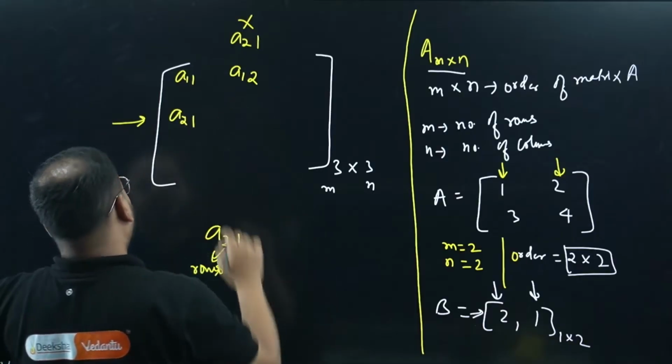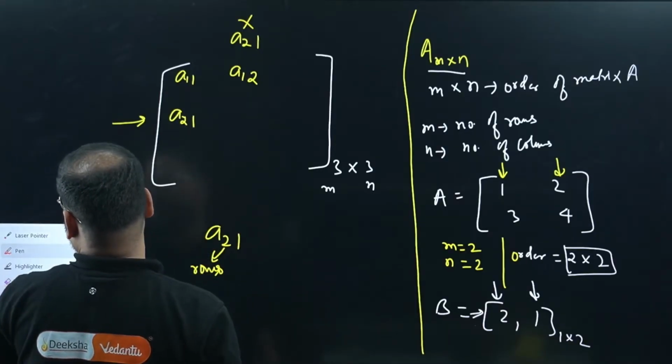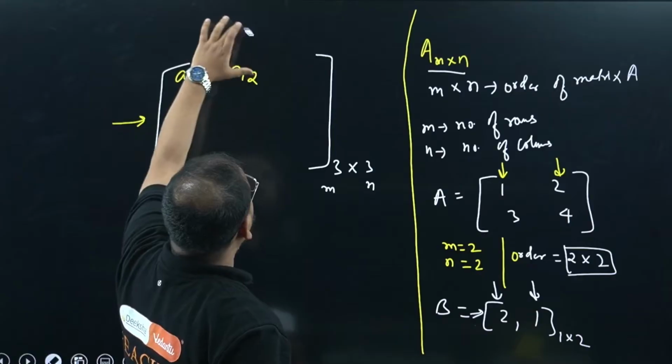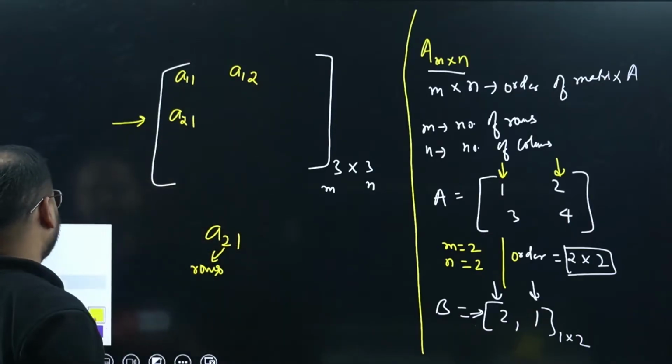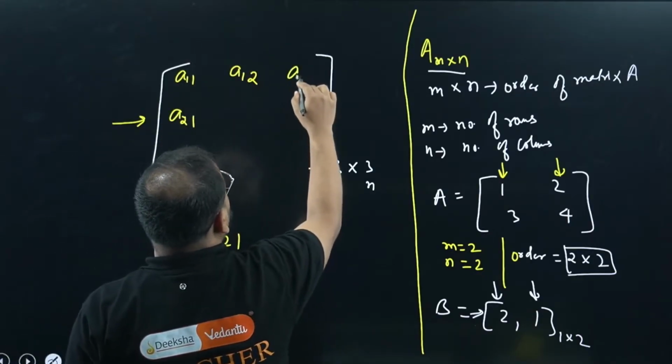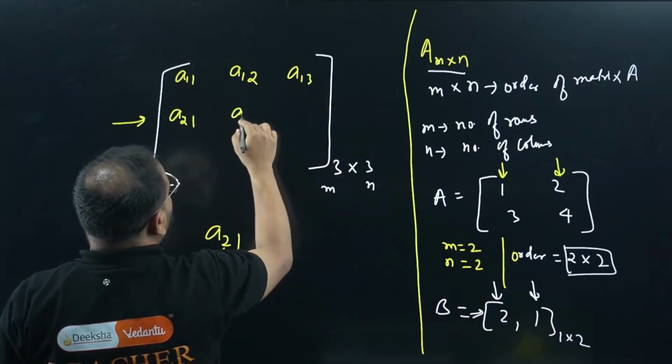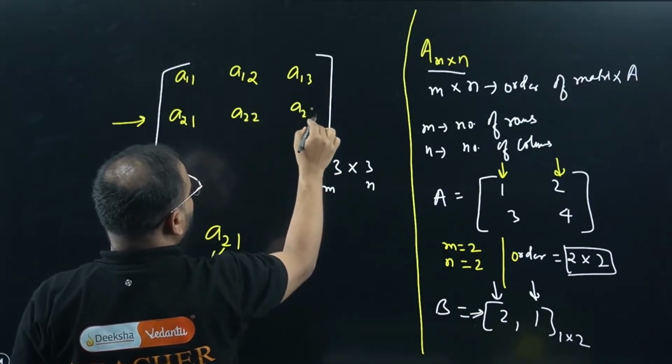And A12 will come over there. I hope you can understand that now. Okay. So A21 will come over here. Great, sir. What about this? A13. What is it? A13. What about this? A22, A23.